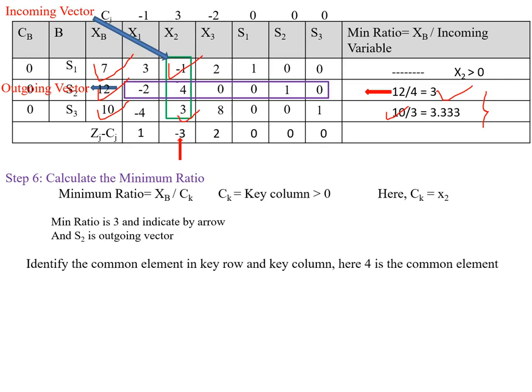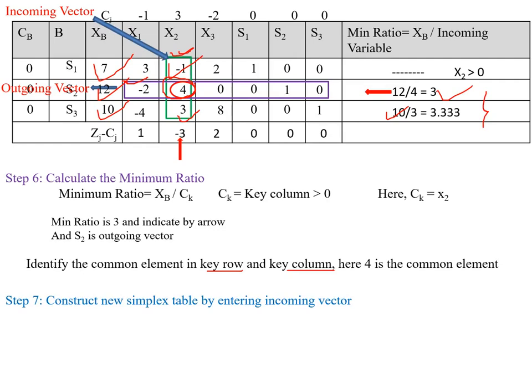After that we have to identify the common element in the key row and the key column. So this is the key row and this is the key column, and here we have to observe the common element in the key row and key column, that is 4. That element we call the common element. So here 4 is the common element.